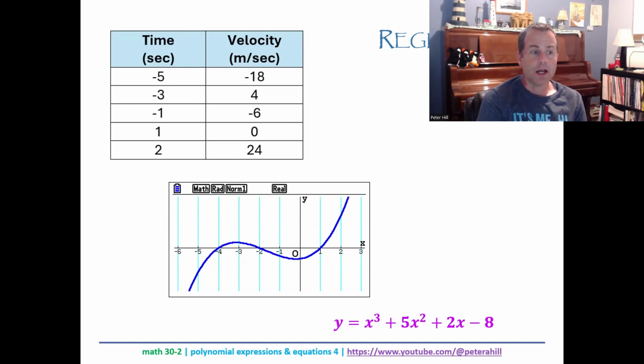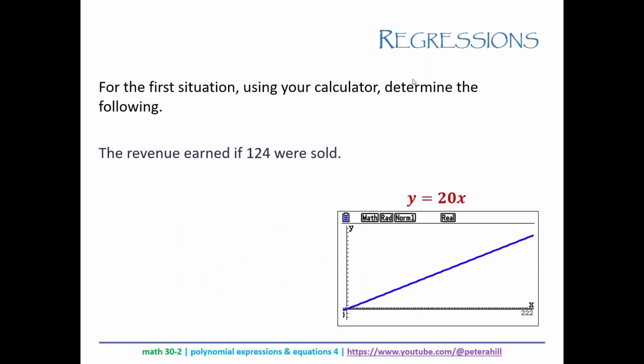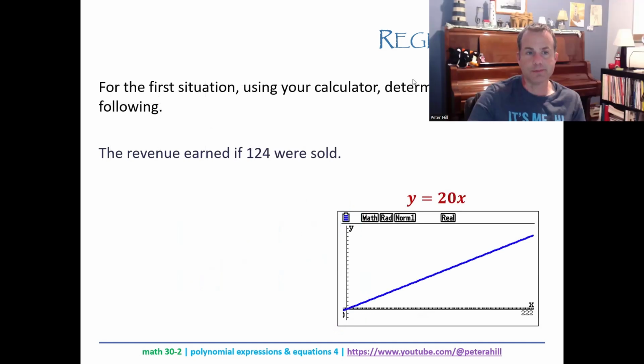Now, I want us to go back to that first scenario, the one with the books. For the first situation, using your calculator, determine the following. I'll just hide for a sec so you can see that question. The revenue earned if 124 books were sold. So that's an X value, and I'm asked to calculate the Y value.